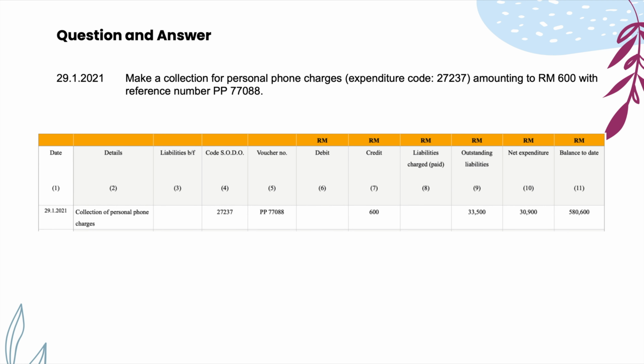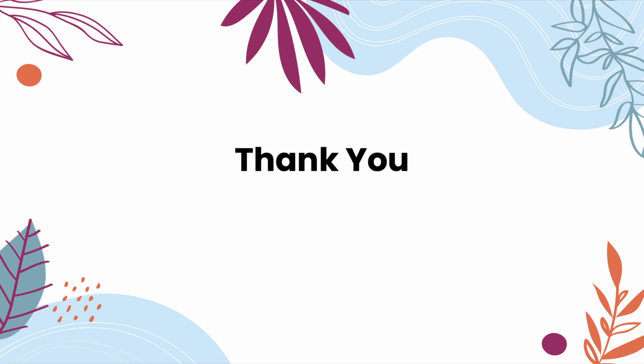The last transaction is on the 29th January 2021. Make a collection for personal phone charges with expenditure code 27237 amounting to 600 ringgit with reference number PP77088. This is a credit expenditure with no requirement for repayments, so we will record the amount under credit column and minus the amount from the net expenditure and finally add back to the balance to date because personal phone charges is not operating expenditure to the government.